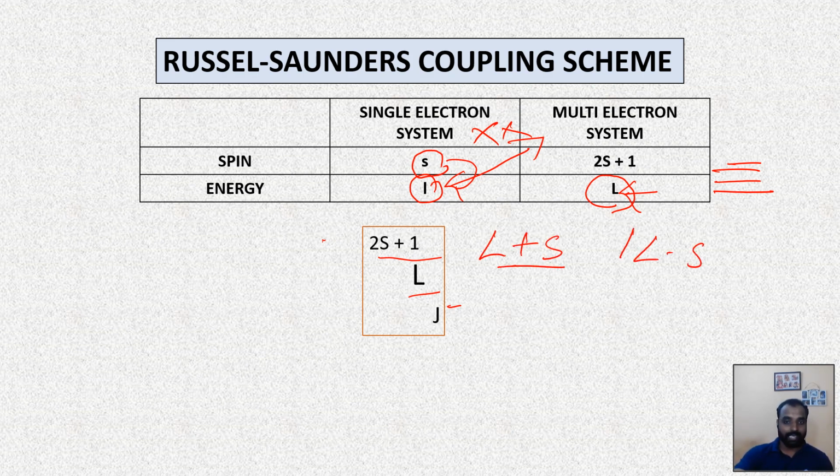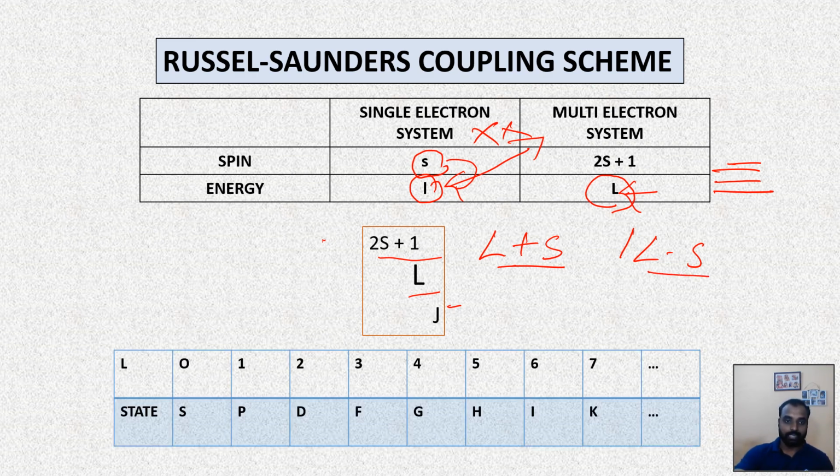For more than half-filled orbitals, we take the L plus S value. For less than half-filled orbitals, we take the minimum J value, that is L minus S. In the table, we can see that for total angular momentum 0, we get the S term. For 1, it is P. For 2, it is D, and so on.